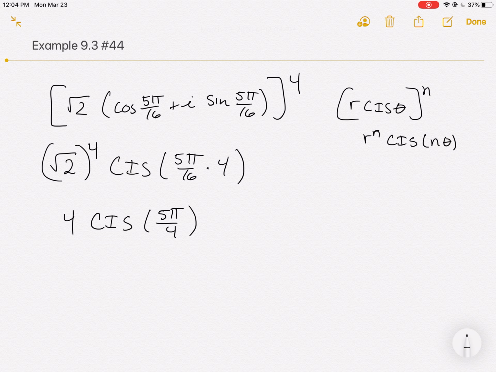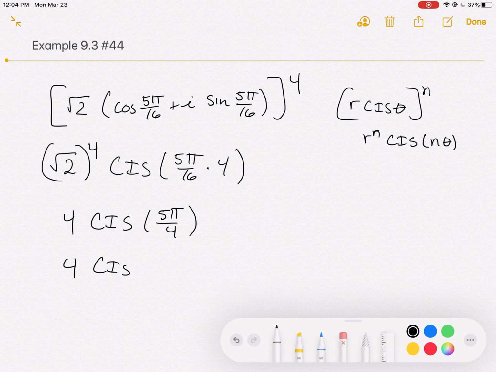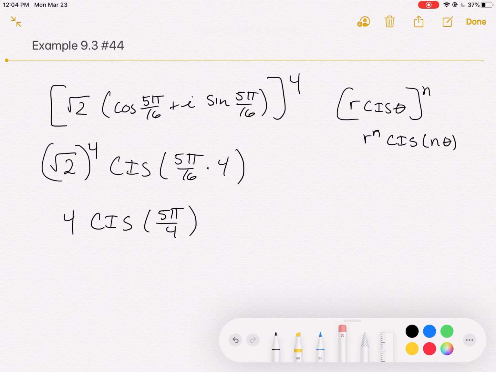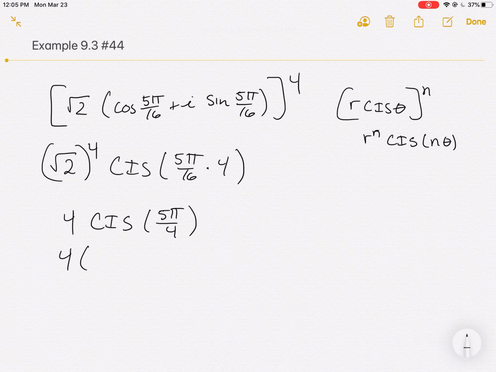Now, they don't want us to stop there. They're asking us to put it in a plus bi form, but if they didn't care what form it is, it's currently in polar form. So we're really good. So now we have 4 cis of 5 pi over 4. So what we have is 4 times the cosine of 5 pi over 4 plus i sine of 5 pi over 4. And now we're just converting that, like earlier in this section.